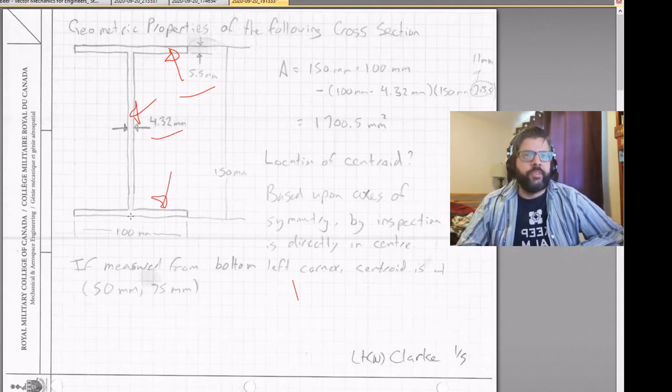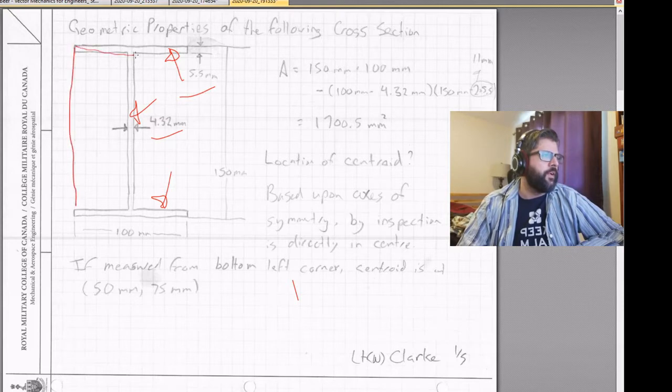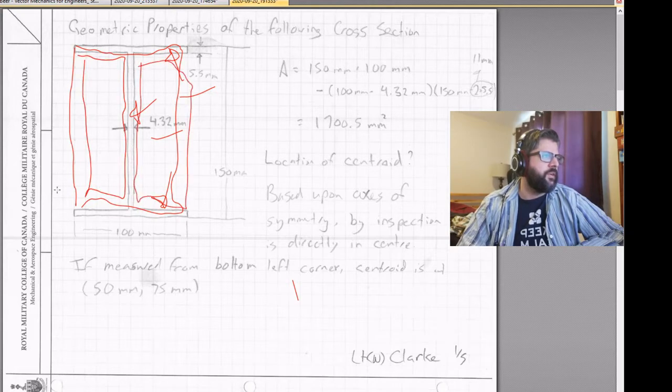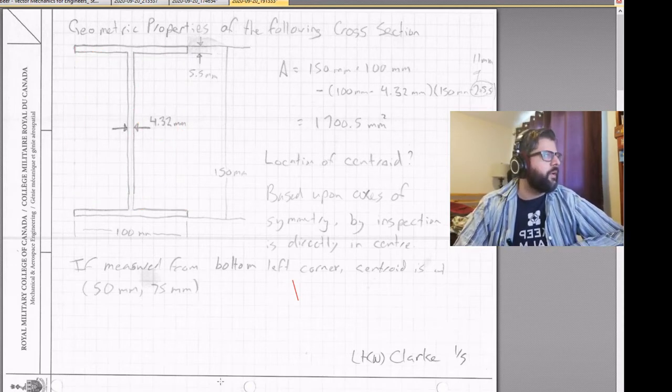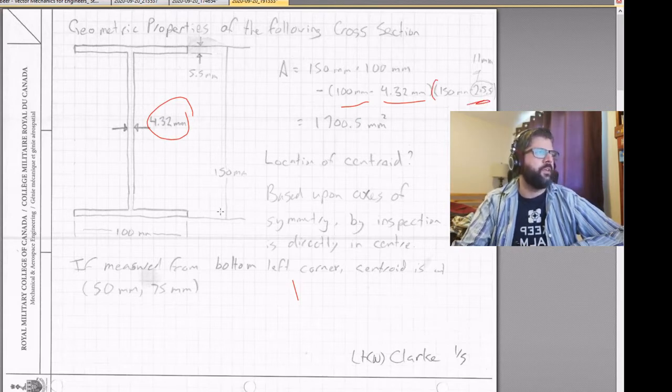So first off, cross-sectional area is fairly simple. We can just find the area of a big box like this, and then subtract the area of these sections that aren't included. So that's 150 millimeters times 100 millimeters minus the area of the removed sections, which is the 100 millimeters minus the width of our web, times the 150 millimeters minus 2 times the thickness of our flanges, because there's 2 of them. That works out to 1700.5 millimeters squared.